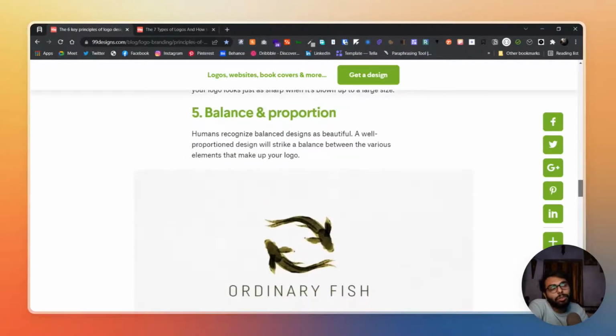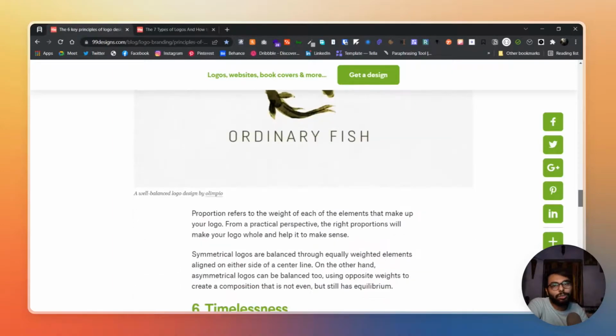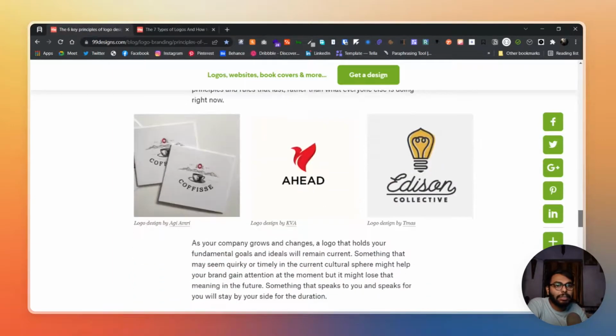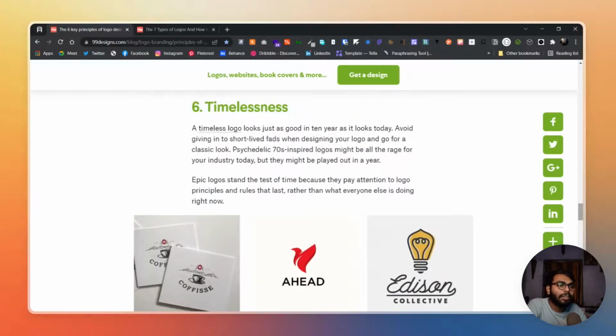Fifth is balance or proportion. In any kind of design you should have balance, because otherwise it will look off. That is applicable for anything. Sixth is timelessness. This is the point everyone bypasses, because whenever a trend comes, everyone designs logos according to that trend. But trends come and go away. They are not going to stay forever. So we should always make a logo that is timeless regardless of the trends, right?